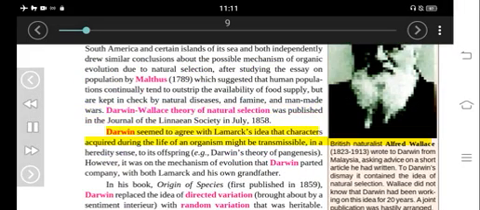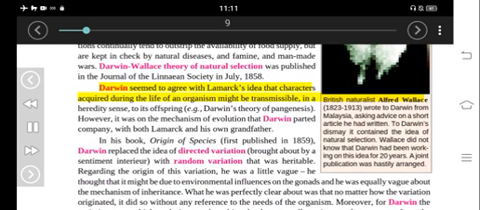Darwin seemed to agree with Lamarck's idea that characters acquired during the life of an organism might be transmissible, in a heredity sense, to its offspring, e.g., Darwin's theory of pangenesis. A British naturalist, Alfred Wallace, 1823-1913, wrote to Darwin asking advice on a short article he had written. However, it was on the mechanism of evolution that Darwin parted company with both Lamarck and his own grandfather. In his book, Origin of Species, first published in 1859, Natural Selection.